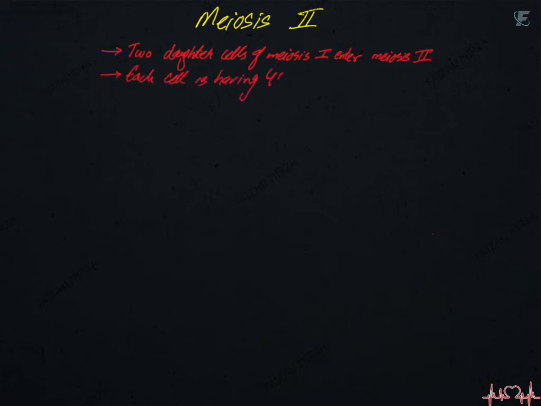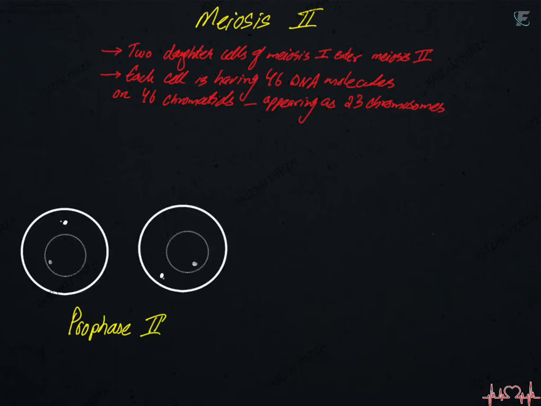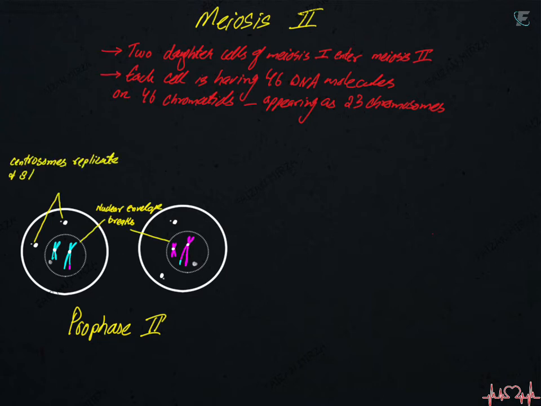Each cell is having 46 DNA molecules on 46 chromatids appearing as 23 chromosomes. What's happening in prophase 2? This is exactly like mitosis now. In prophase 2, you can see that the nuclear envelope breaks, the centrosomes replicate and start moving to the opposite poles.